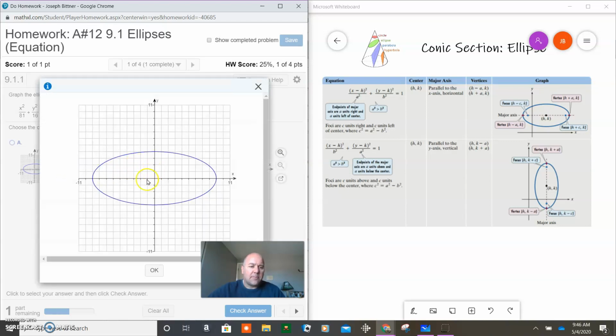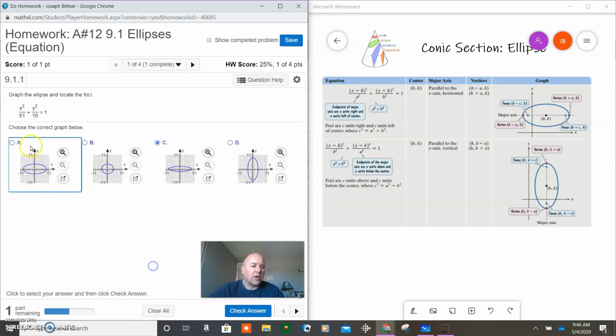Let's take a look at A. It does go left and right 9. So from the center, count left 9, right 9. From the center it goes up 4, down 4. So A is the solution on this one.